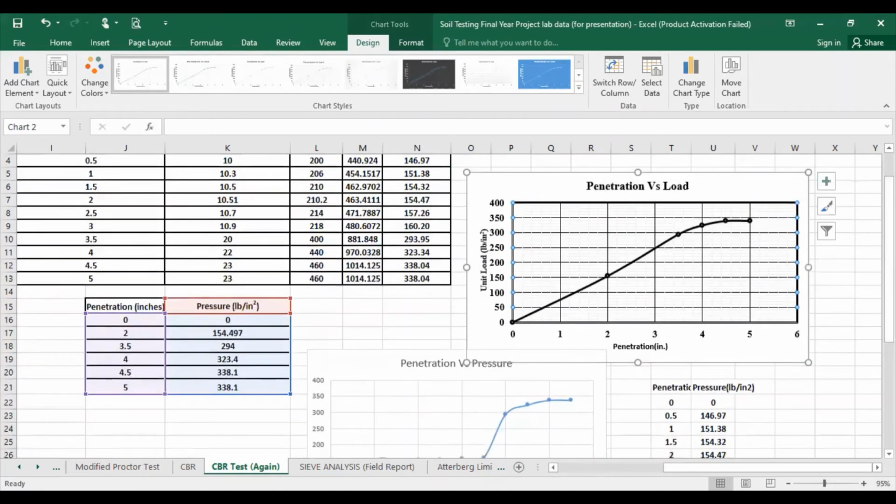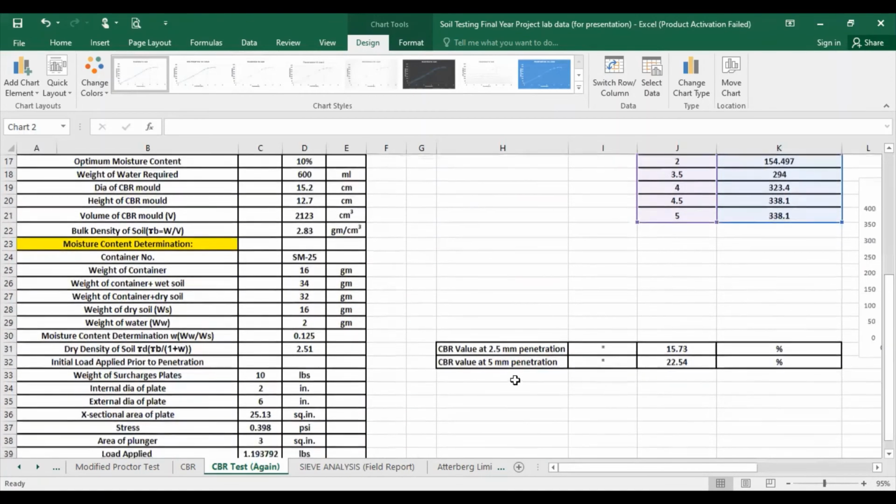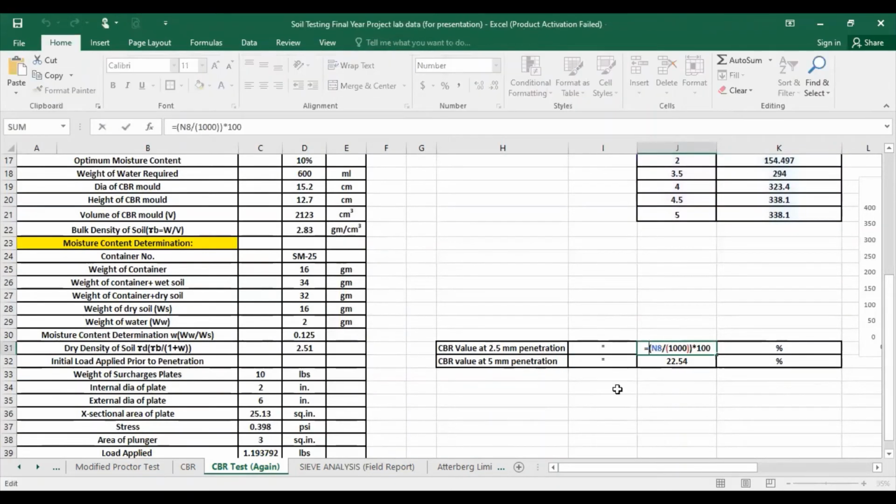Now what we are going to do is find out the CBR value. We have to find the CBR value at 2.5 millimeter penetration and the CBR value at 5 millimeter penetration. The formula for the CBR value is the pressure that comes out at 2.5 millimeter, divided by 1000, into 100. It is the standard load; 1000 is the standard load. And for 5 millimeter, it is 1500 as the standard load.